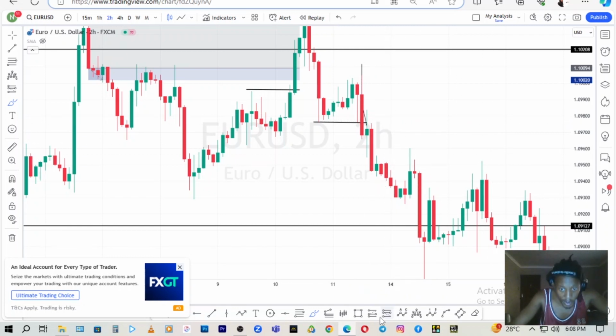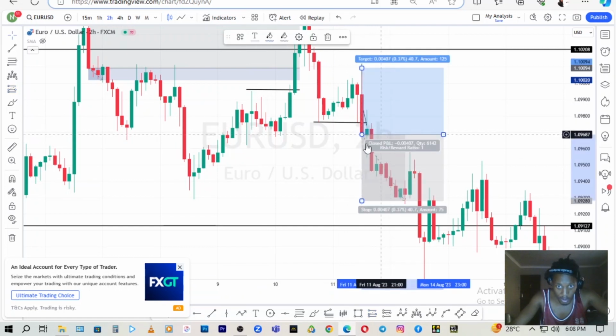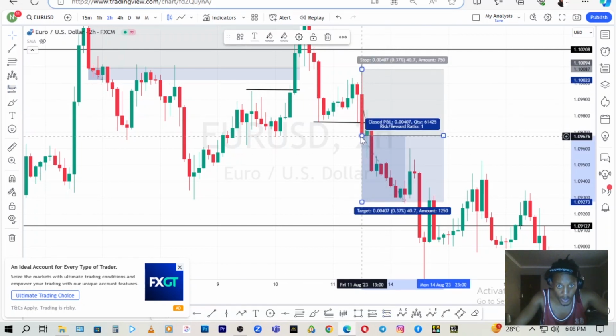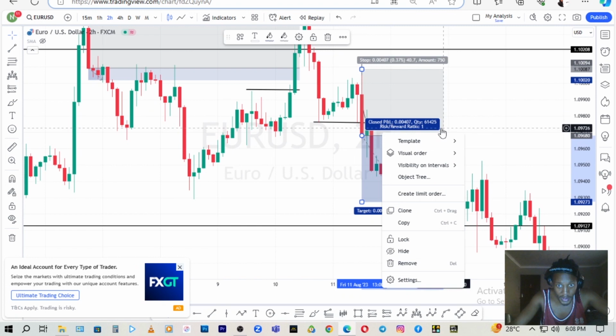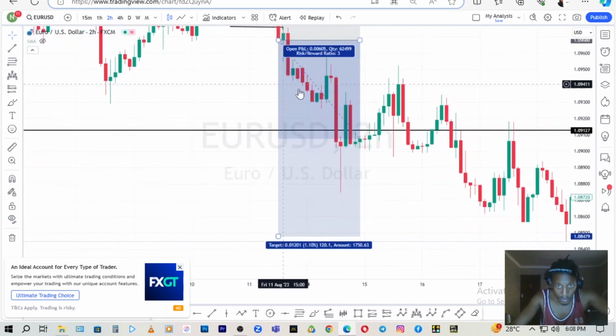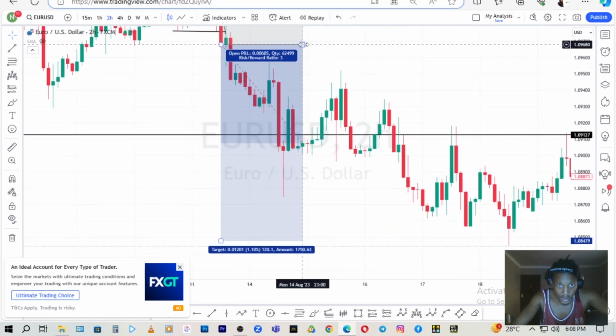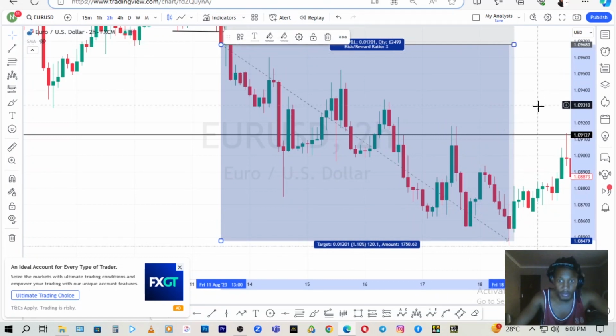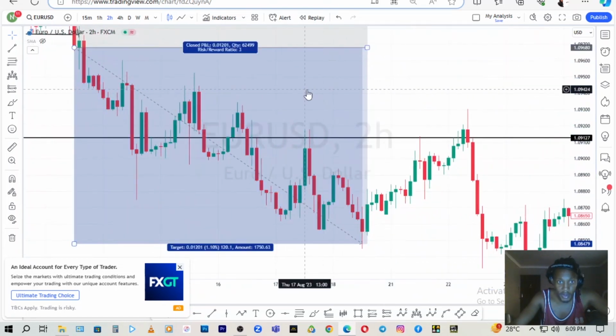So let me just see if our result was respected on the second try. So this is our entry over here. Then we're risking 40 pips to make 120 pips. So overall, let's see. Okay, we would have hit our TP over here.